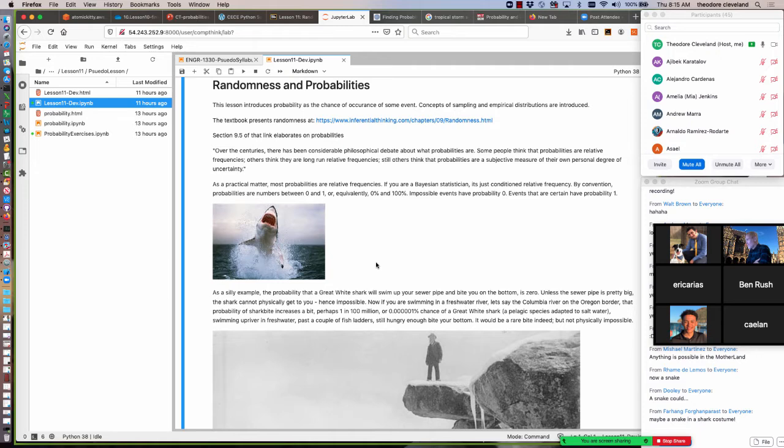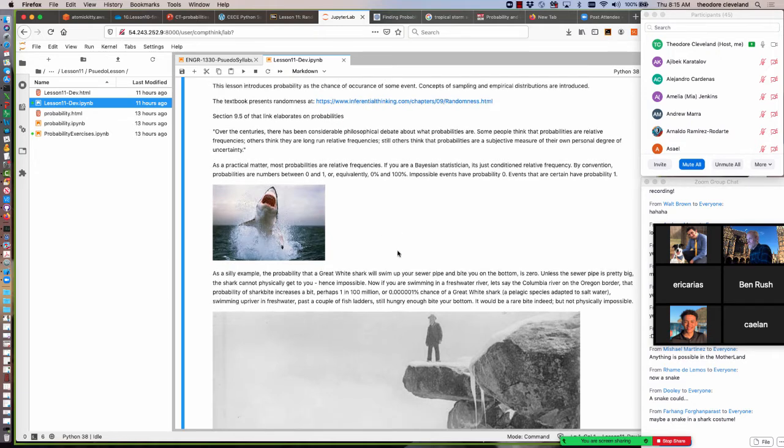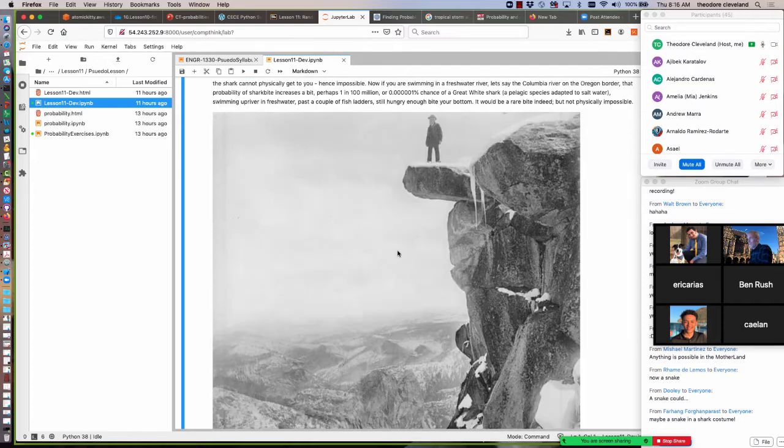It'd be a very rare bite, but not physically impossible. Hence, if we were assigning probabilities, that situation all combining would be non-zero, but still small. I mean, it'd be essentially 0. I wouldn't bet your life on it.